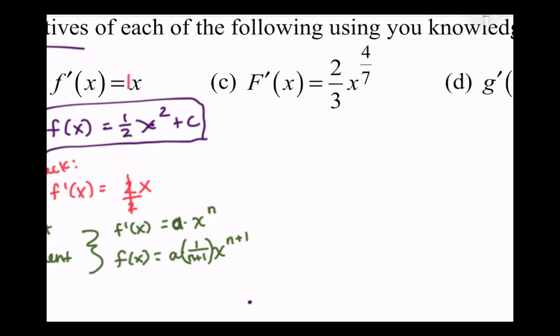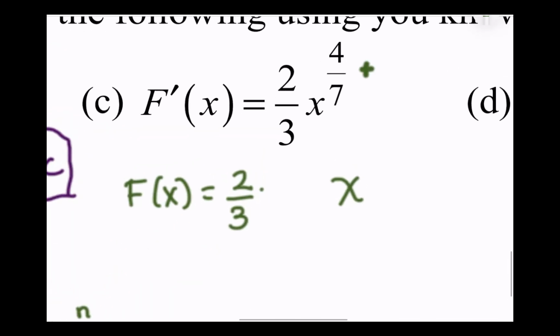Okay, so let's use those steps. The antiderivative of big F prime is just big F. My constant, I'm not going to mess with that. For my new exponent, I need to add 1, which is the same as adding 7 over 7.